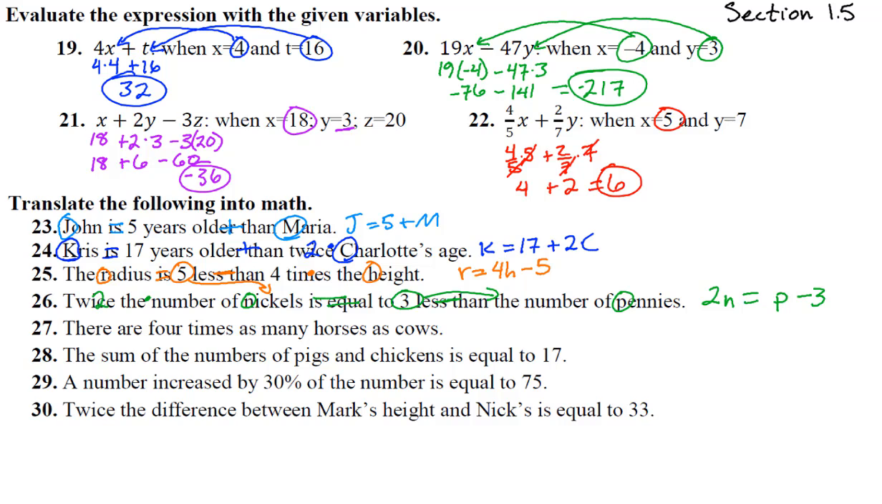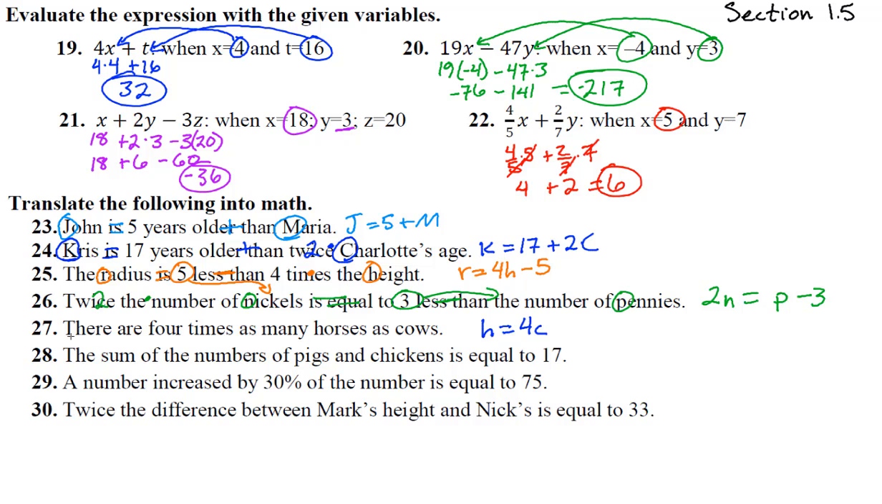All right, number 27. There are 4 times as many horses as cows. Oh, this wording is hard. There are 4 times as many horses as cows. So rewriting it, the number of horses is 4 times as big as the number of cows. Horses is 4 times the number of cows. And go ahead and try this. There are more horses than cows. If you were to write it the other way, 4h equals c, you'd actually have that c was bigger. But here we have whatever c is, h is 4 times as big. Good.